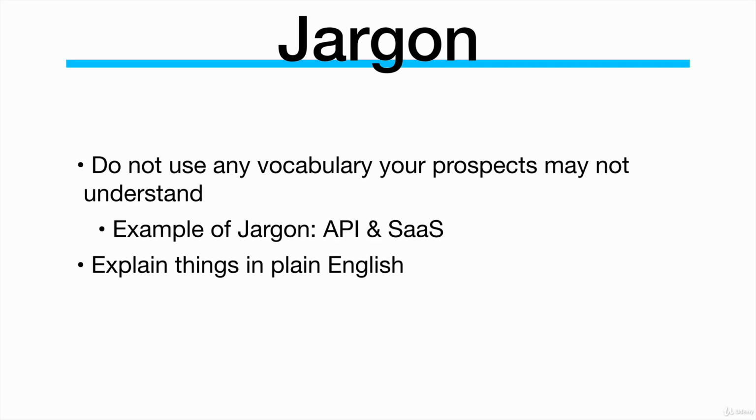Now, jargon. Don't use any type of vocabulary that your prospects may not understand. Some examples of jargon in the technology world are APIs, which is Application Program Interface, or SaaS, which stands for Software as a Service. If you use words that people don't really understand, they're not going to relate to you and they're not going to respond to your email. So what you want to do is explain things in plain English like you would to a friend or your parents, and assume that they don't understand what all these technical terms are, and inspire curiosity for them to want to learn what these things are.